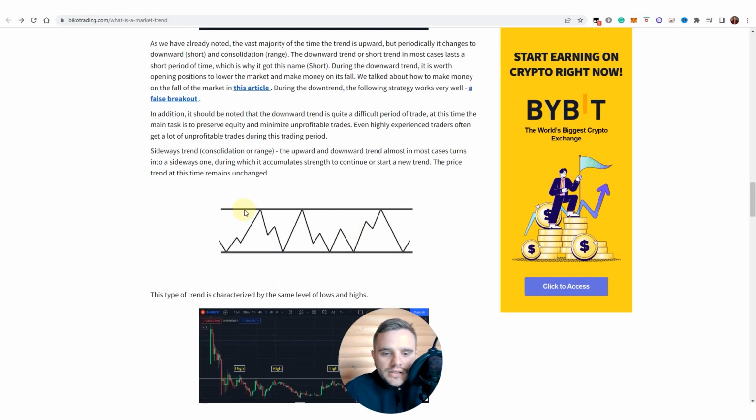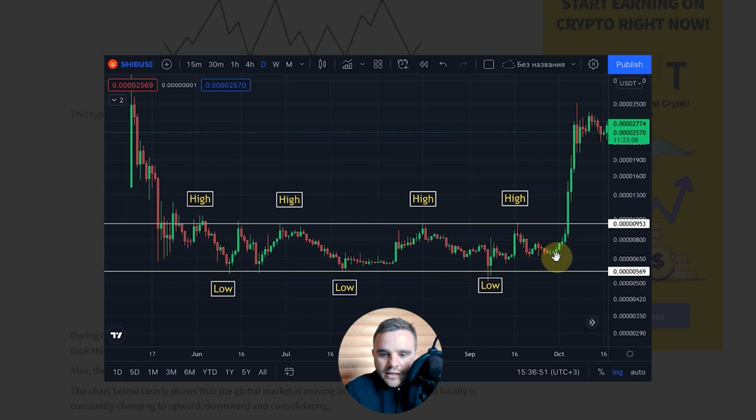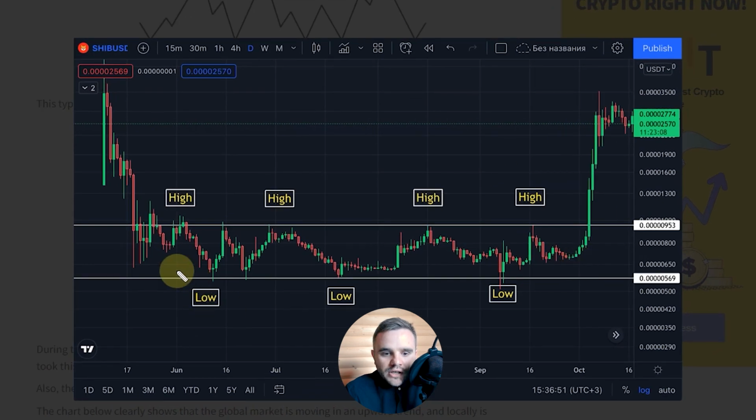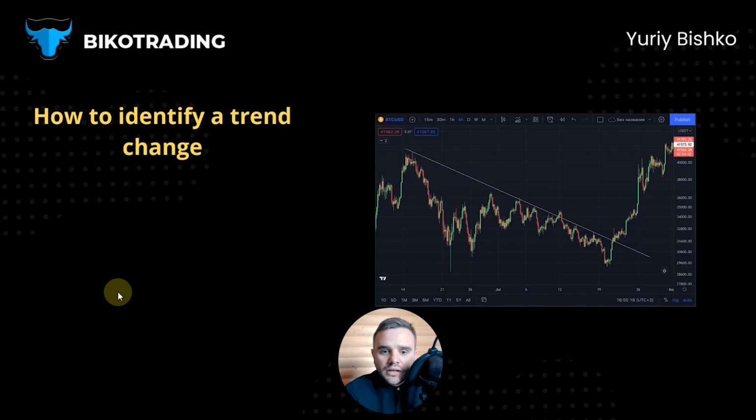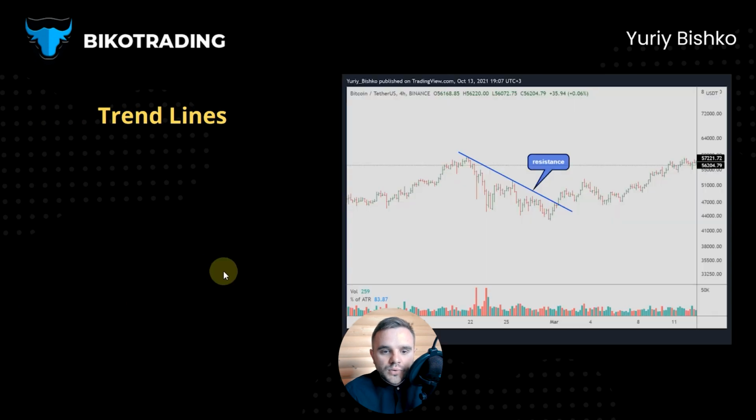And about sideways, quite often sideways is like this one. It is when price for quite a big period of time moves in the middle between two levels. How to identify a trend change? What can we use? In most cases, I use trend lines and indicators to identify a trend change.